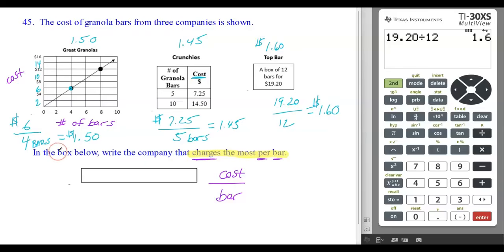So it says here in the box below, write the company that charges the most per bar. It would be Top Bar. It's $1.60 per bar, which is more than these two. So I would write in the box or drag into the box Top Bar.